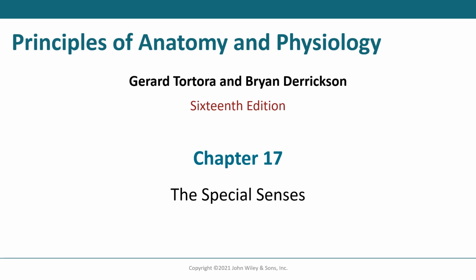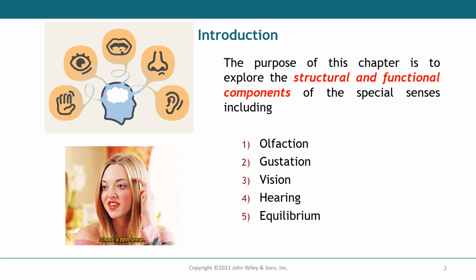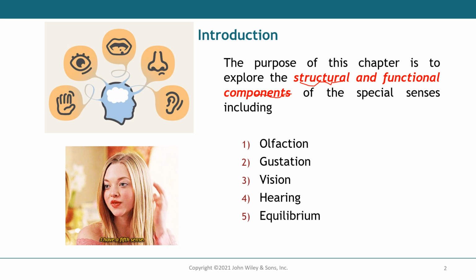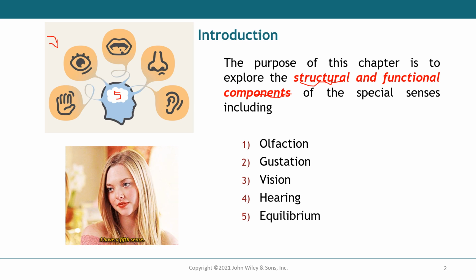In this video, we're going to talk about chapter 17, the special senses. The purpose of this chapter is that you explore the structural and functional components of different cells. Here I show you that we generally talk about 5 senses, and we're going to study how, for example, light can turn into chemical impulses that go to your brain and can be interpreted. Same thing with touch, gustation, olfaction, and hearing.